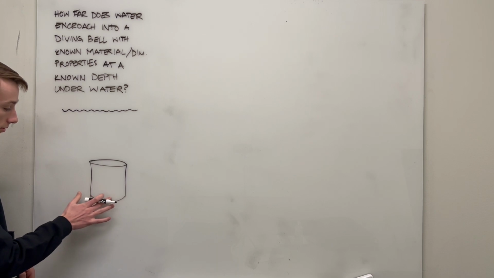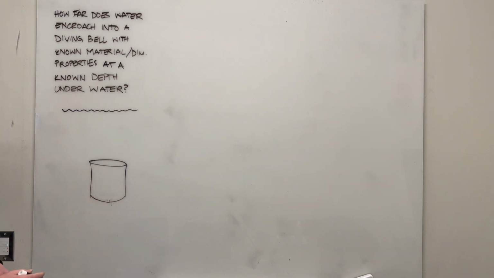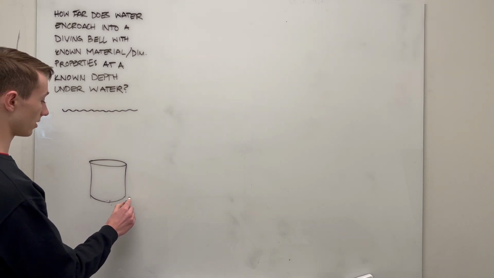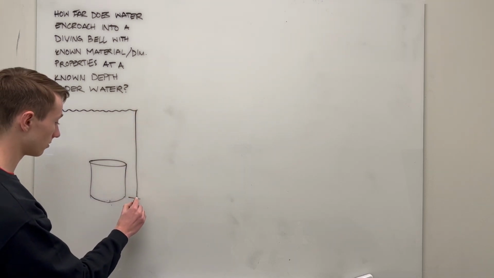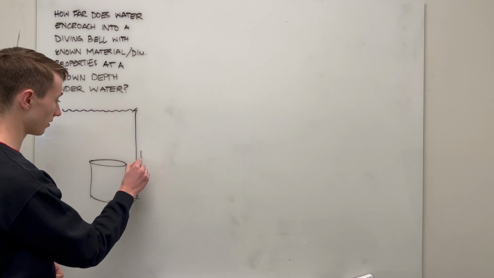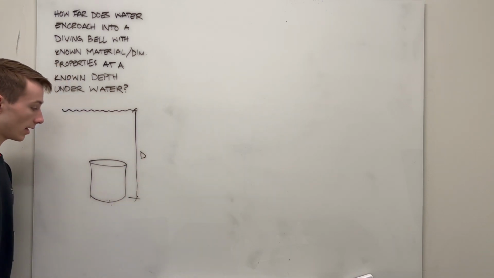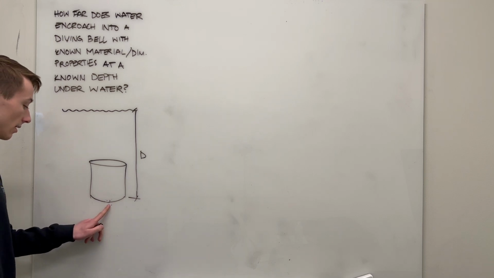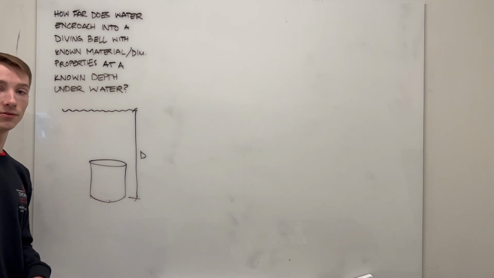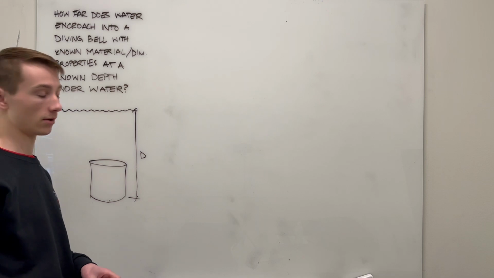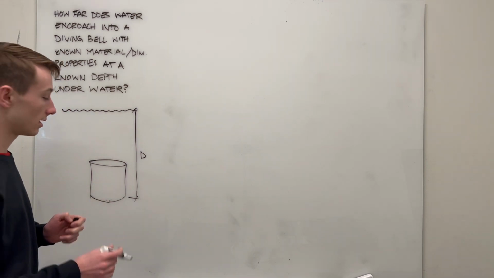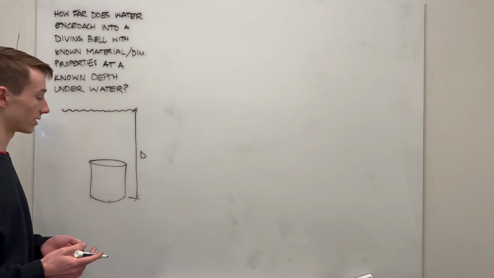So what does the problem tell us? Well, we know the depth that we're trying to stick our diving bell underwater to. We might call this a depth of D. And we also know the material properties and the dimensional properties of the diving bell. This will come into play when we're actually trying to solve the problem on the computer. But for now, I'm going to keep it simple and leave those properties off the board. We'll just use variables to express them.